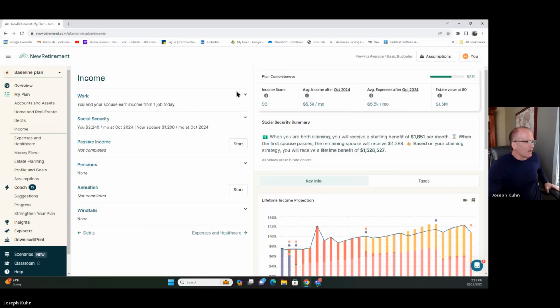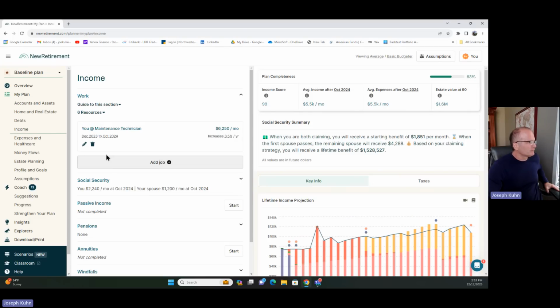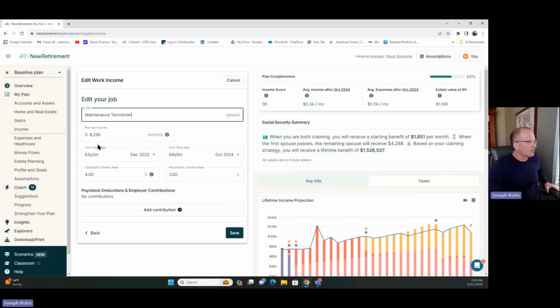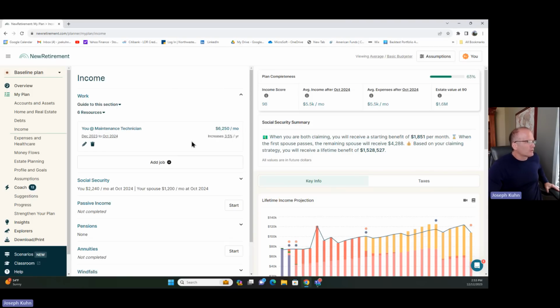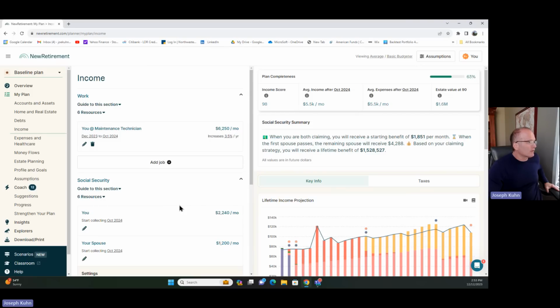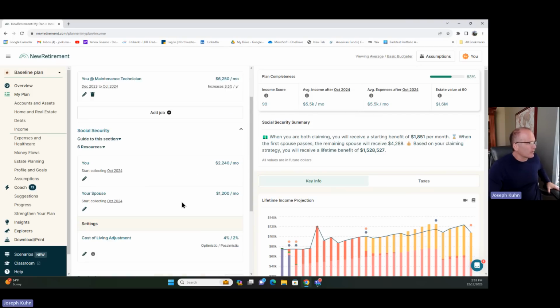Income. Okay, this person is still working. They're a maintenance technician making $62.50 a month, 3.5% increase. So you could put whatever you want in there. And this person is going to stop working in 1 year, actually 10 months from now. So this person wants to work another year and then retire. And you go down to Social Security. This person is married, but the spouse is already retired.